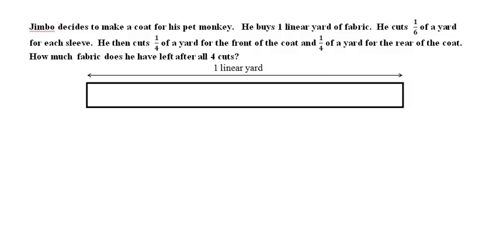So we're going to start with 1 linear yard of fabric, and he's going to cut out 1/6 of a yard for each sleeve. So let's see what a sixth would look like. So that's a sleeve. That's a sleeve. And then he cuts out 1/4 of a yard for the front of the coat. So if we come over here and put 1/4 right there, that's the front. And then he did 1/4 for the rear. So how much fabric does he have left after these 4 cuts?